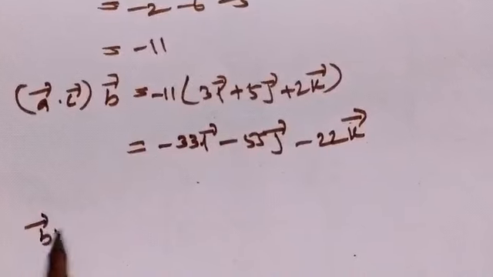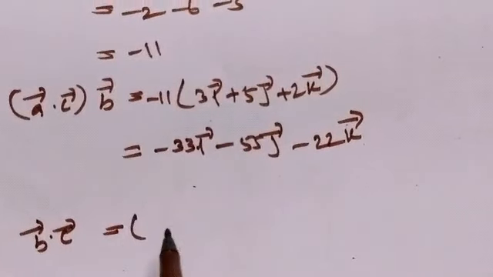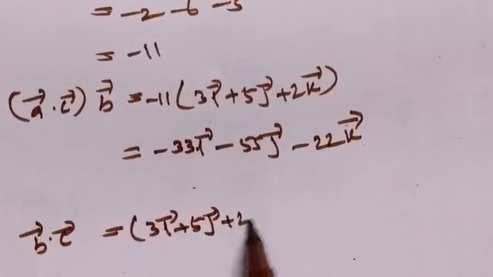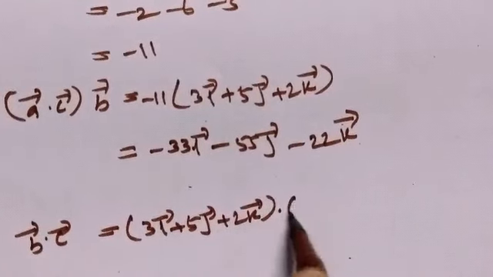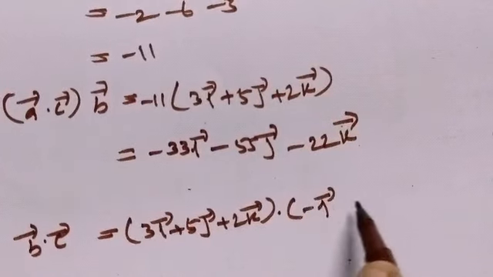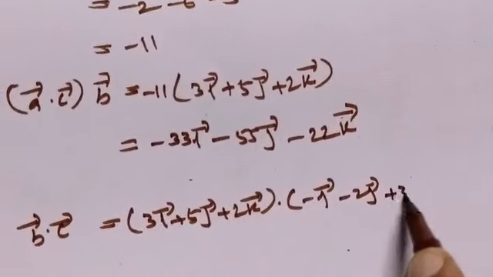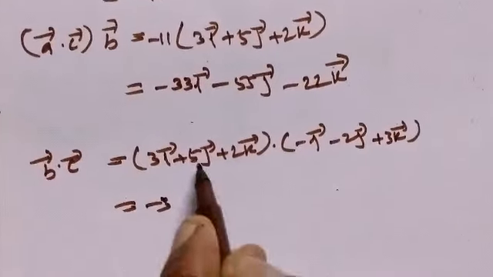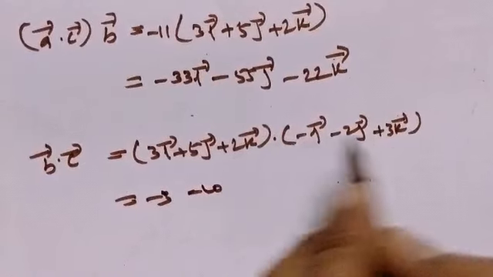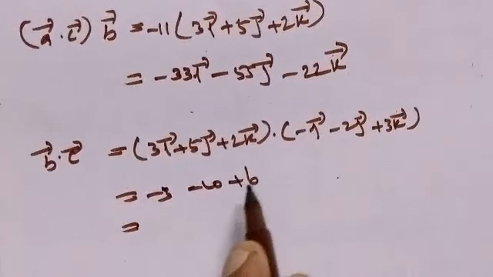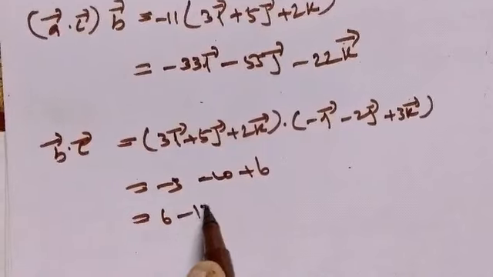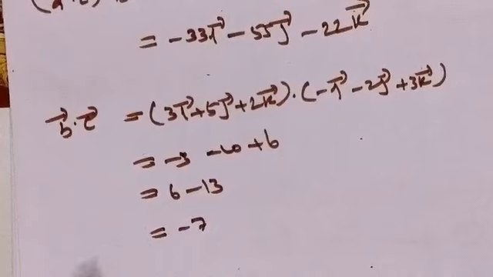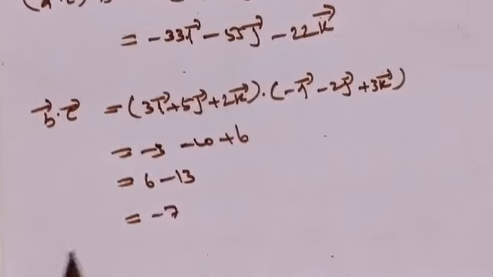Next, b vector dot c vector equals b vector, which is 3 i vector plus 5 j vector plus 2 k vector, dot c vector, which is minus i vector minus 2 j vector plus 3 k vector. 3 into minus 1 is minus 3, 5 into minus 2 is minus 10, 2 into 3 is 6. So 6 minus 10 minus 3 is minus 13, and 6 minus 13 is minus 7. Okay?